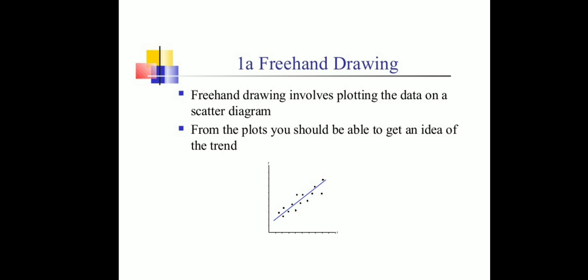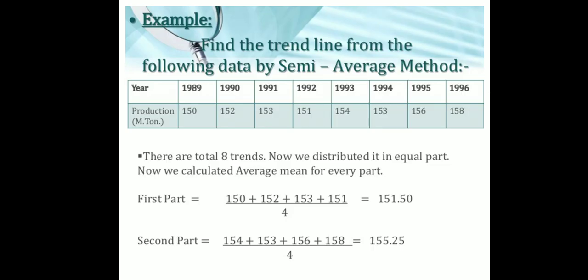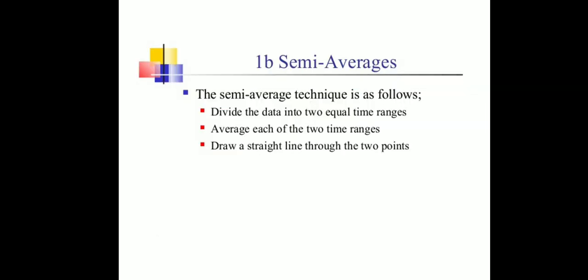Dots are around this line or very close to it in a linear line. This is the type of freehand drawing. Next is semi averages. So I can explain also.